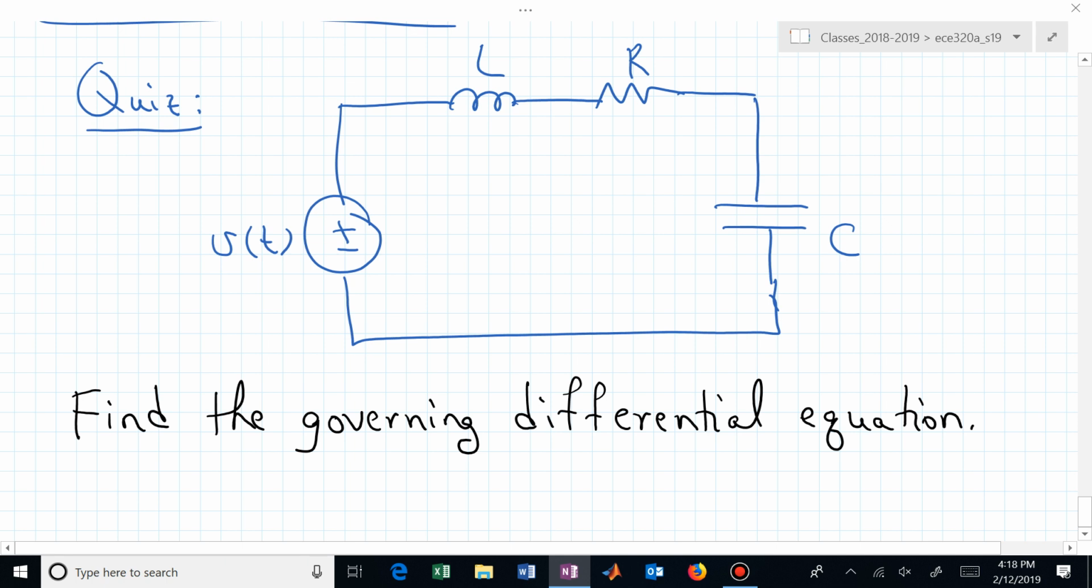I'll have a hamburger and some fries on my order. This is the order of a differential equation. I'm hungry, obviously. I'm thinking of another order.